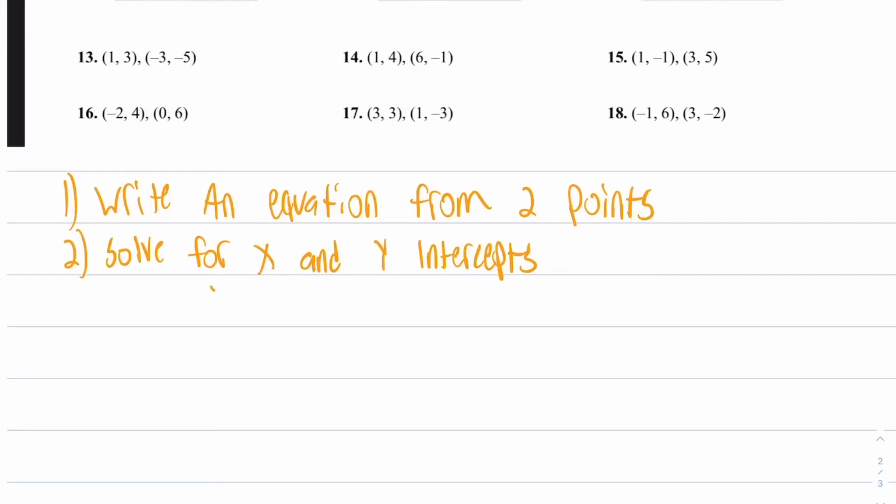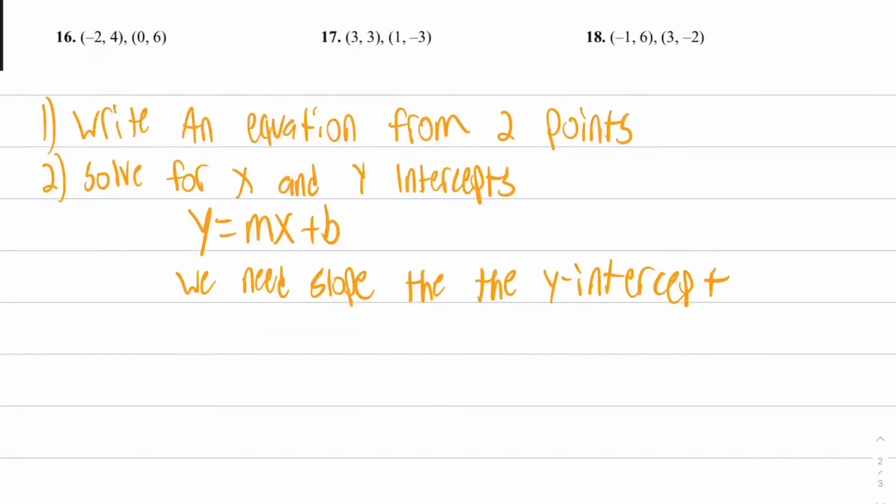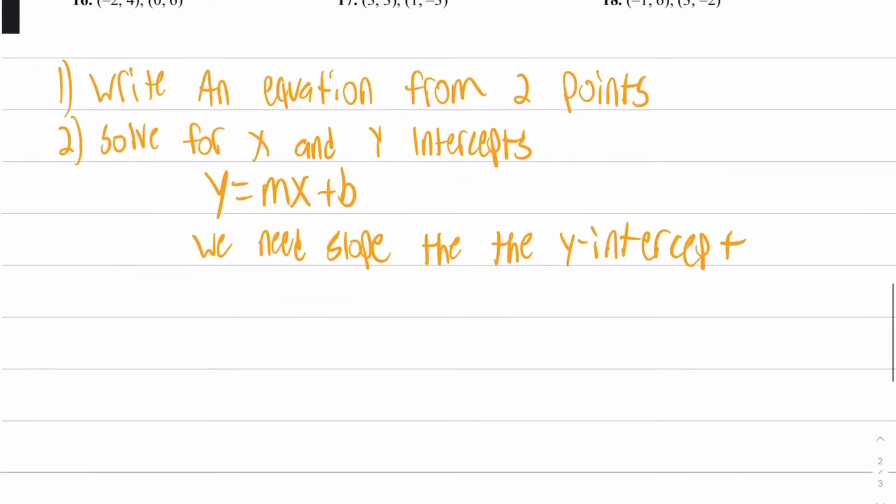How we're going to do that is we're going to use the equation y equals mx plus b. The two things we'll need to fill in this equation are, just like in the past couple of days, the slope and the y-intercept. I showed you how to find the x-intercept, and finding the y-intercept is pretty similar. We're not going to use a graph though, so that's the part that's different today.